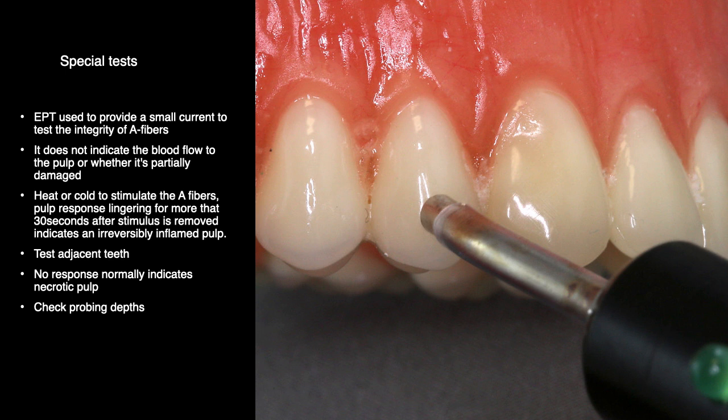As I said, I will always test adjacent teeth. Everyone's different. Some people will have teeth that respond at 1, and you'll get another patient whose teeth respond nearer to 10. No response is normally indicative that you've got necrotic pulp.